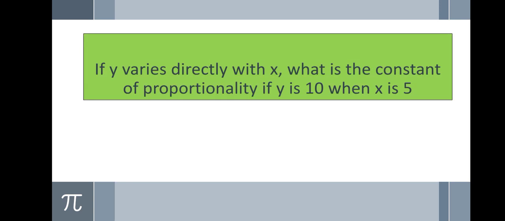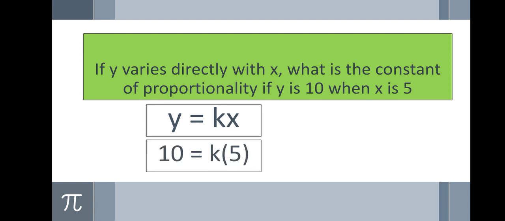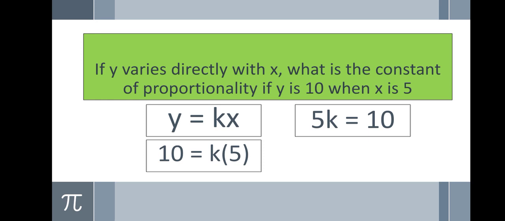If y varies directly with x, what is the constant of proportionality if y is 10 when x is 5? Now we know that in direct variation, we simply multiply the constant of proportionality to the second variable. Y varies directly with x is y is equal to x times k. Now we want to know the constant of proportionality. If y is 10 when x is 5, simply substitute the value of y and x to the equation. That is, 10 is equal to k times 5. And k times 5 is 5k. To get the value of the constant of proportionality, simply divide both sides by 5 to get the value of k. K therefore is equal to 2. This is the constant of proportionality.